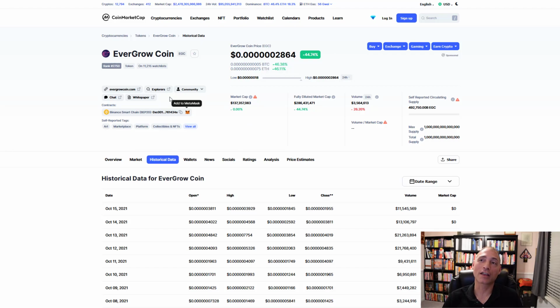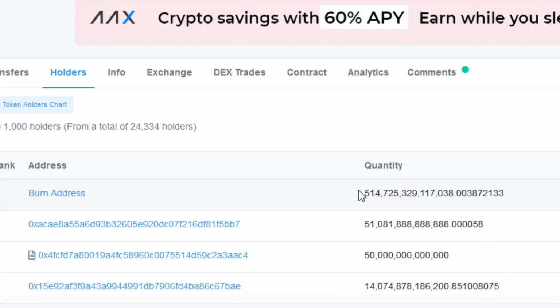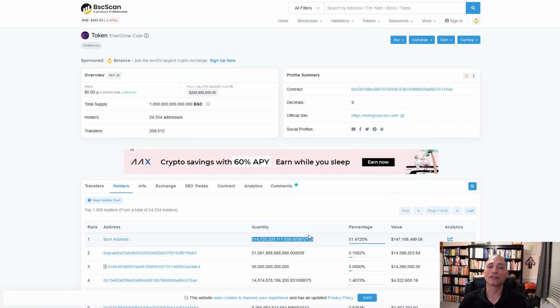It's not on CoinMarketCap, so you have to hit the Explorers. If you go over to Explorers, you're going to come up on BSCscan for the BEP20 tokens. Then you go to Holders, and you can see how many tokens have been burned. So we'll use this in our calculations. Now let's go over to our Excel and check that out.